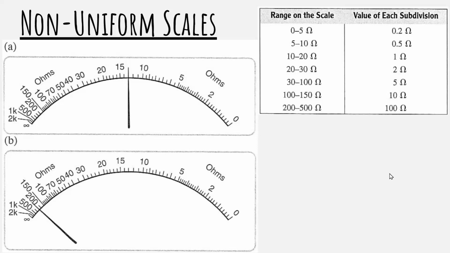So for A, our needle is ending up at 13 ohms. We're between 10 and 15. So 10, 11, 12, 13 is where our needle ends up. For B, the needle lands at 300 ohms. So we're over here in our 100 ohm section. We're going up by hundreds each time. So 200, 300, 400, 500. Our needle lands at 300 ohms.